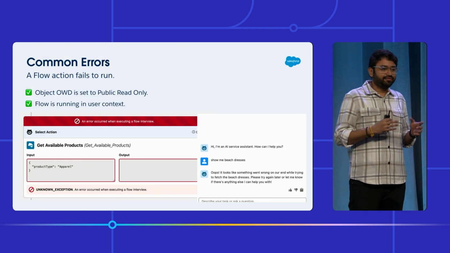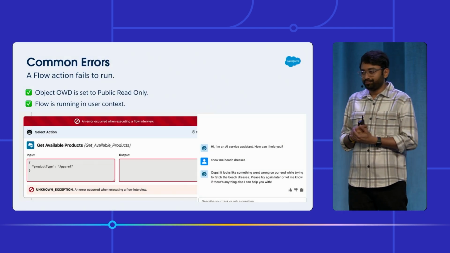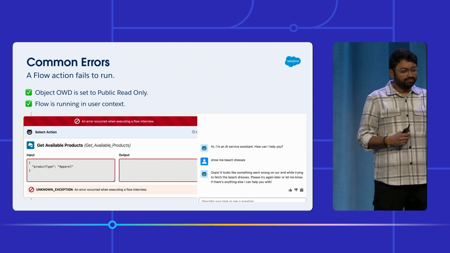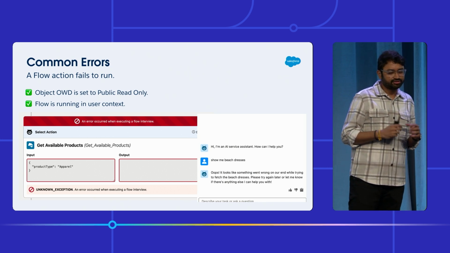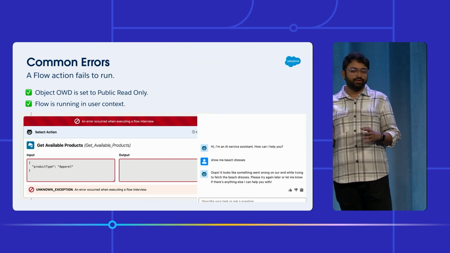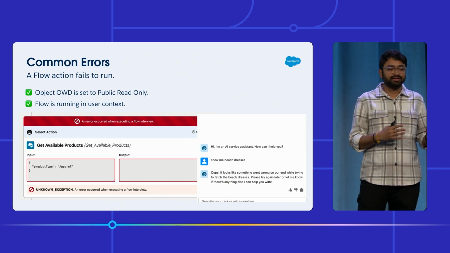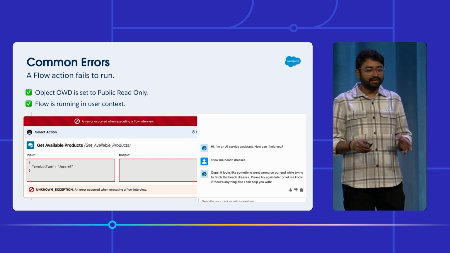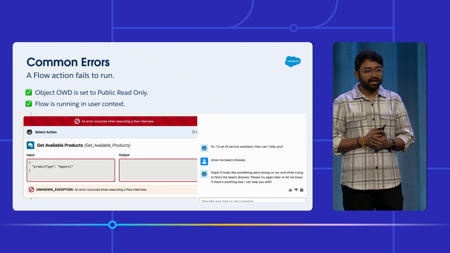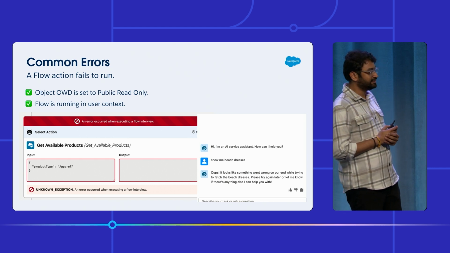Now, let's look at a different example. And this time, we are using a flow. In the flow, we are running the flow in the user context. The OWD is set to public read only, which means the flow should be able to access all the records. But then it still is not able to access the records. And why is that?